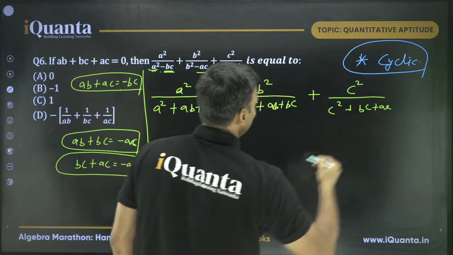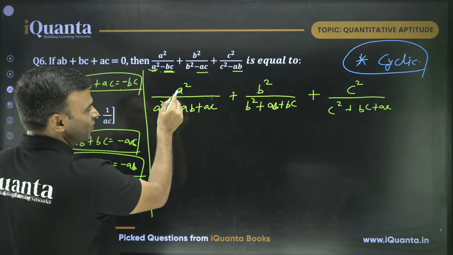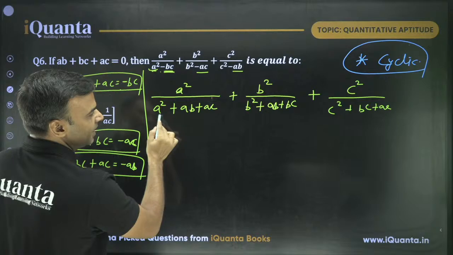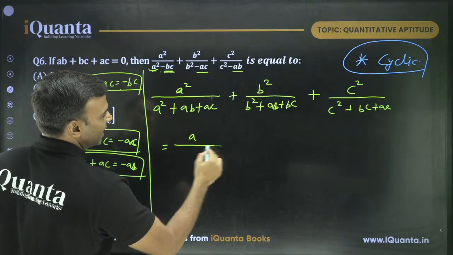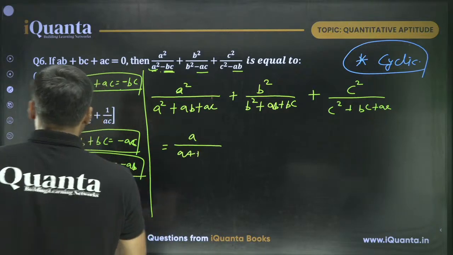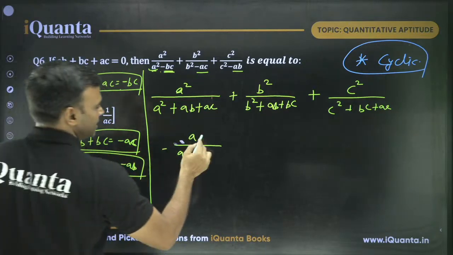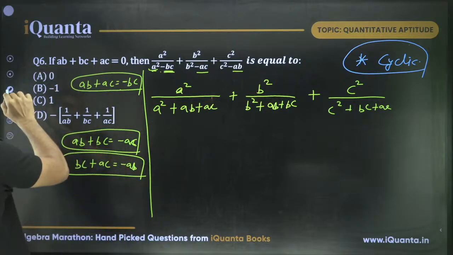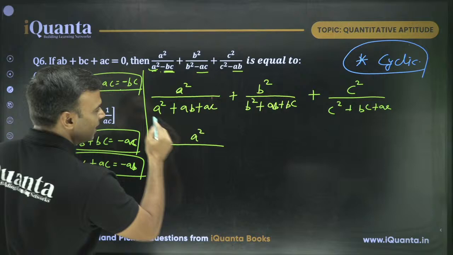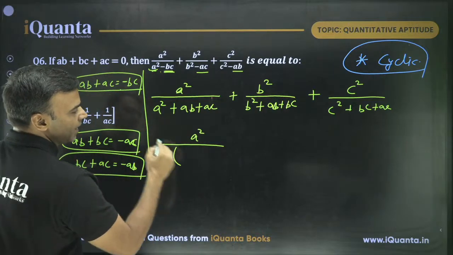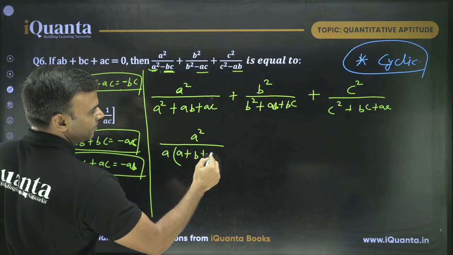What do you see now? Do you see that A square is here and here A is common? So if you take out A common, the A on top will cancel and we'll have A plus B plus C. But yes, I am going to write the steps also, otherwise someone will ask how this came. So we have A square divided by A common. If I take out A common, I'll get A plus B plus C.